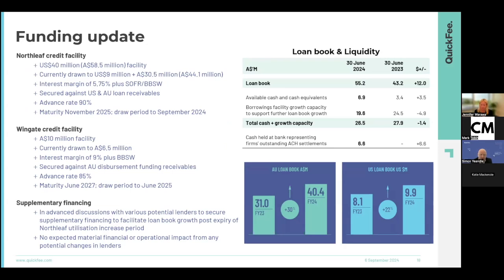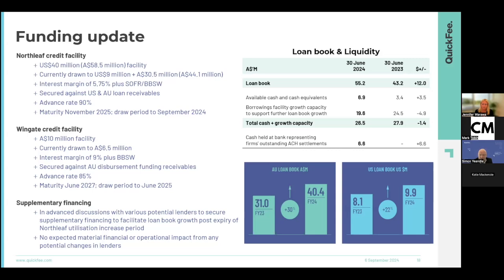We also, in May and June this year, successfully financed a $4.4 million capital raise via a well-supported share placement of $3.75 million and an oversubscribed share purchase plan of almost $700,000. The capital raised will be used to fund further loan book growth in both Australia and the US to support the positive momentum in the business.